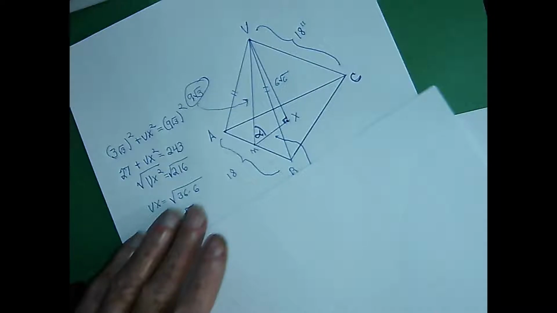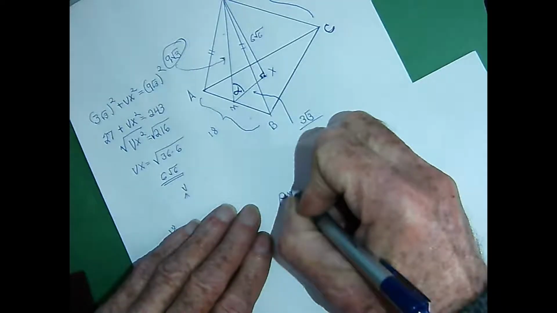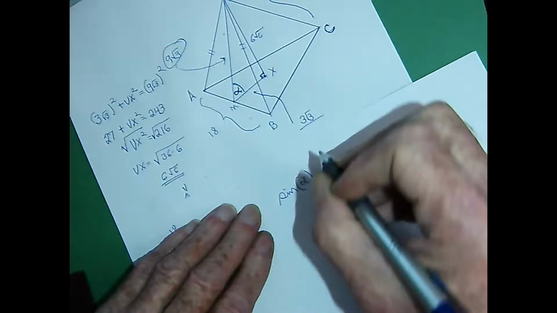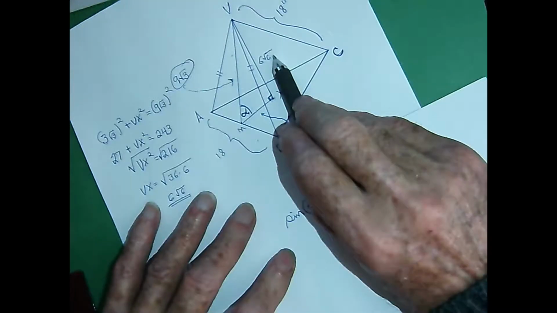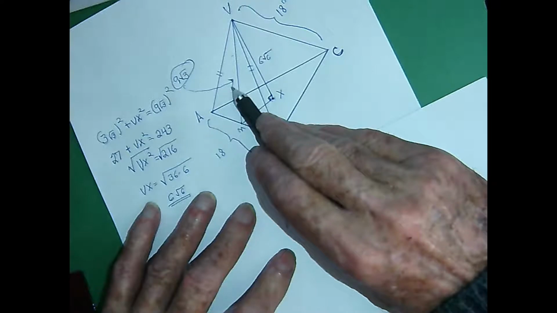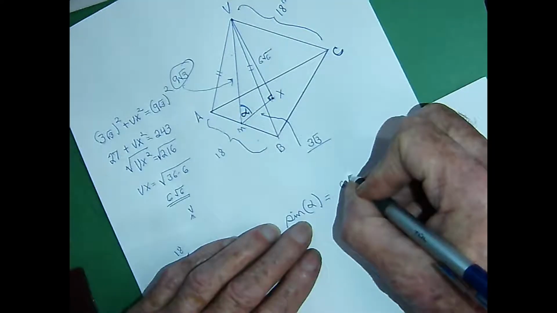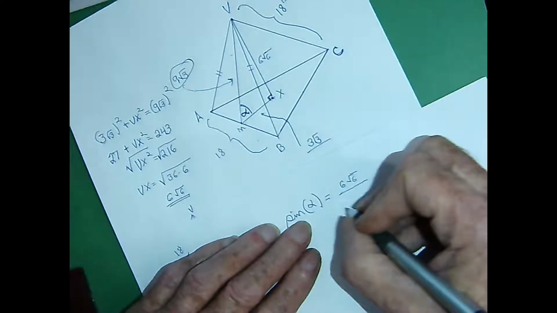Tell me, could you tell me the sine of alpha? The sine of alpha would be the opposite over the hypotenuse. That's how you get the sine of any angle. So the sine of alpha would be 6 square roots of 6 over the hypotenuse, 9 square roots of 3.